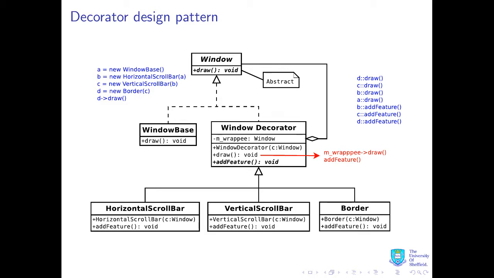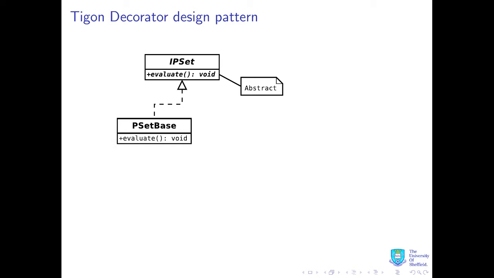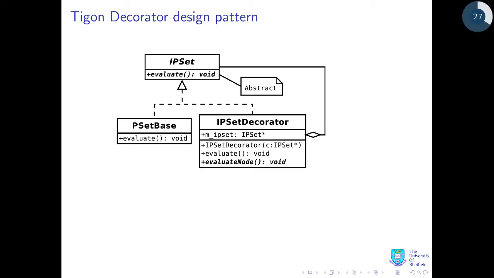Okay, so now what happens in Tigon, we have a class called IPSet. This is our abstract class, and we need to create a pset base which implements it, and we have our IPSet decorator. Inside our IPSet decorator there is an object which is similar to the RAPI, but it's a pointer. Just note that.